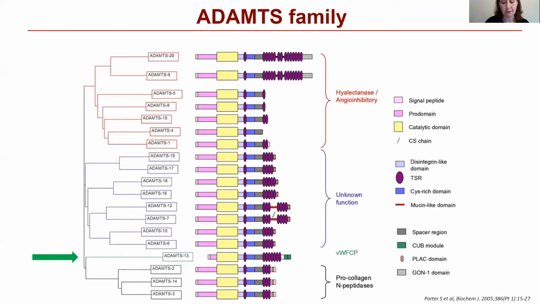ADAMTS13 is a member of a family of about 20 proteins characterized by a high degree of sequence homology. The structure of ADAMTS13 is specific because it is the only ADAMTS protein to have such a short propeptide at the N-terminal part and to contain two CUB domains at the C-terminal part. The function of ADAMTS13 is also very specific, as it specifically cleaves von Willebrand factor and only von Willebrand factor, and it has no other known function so far.